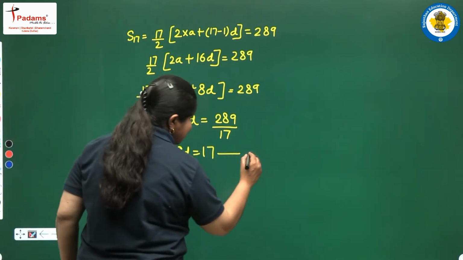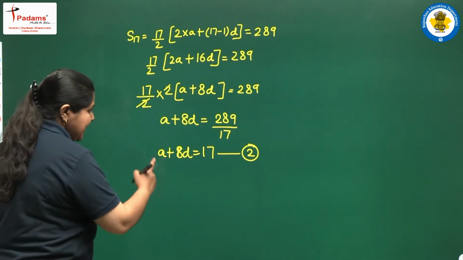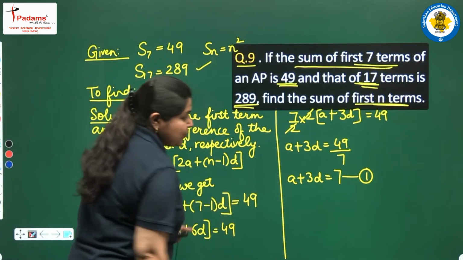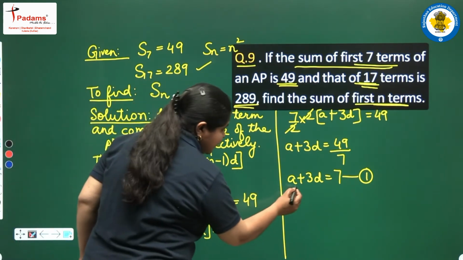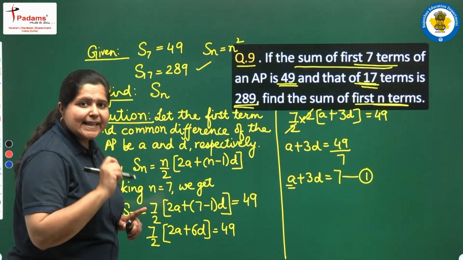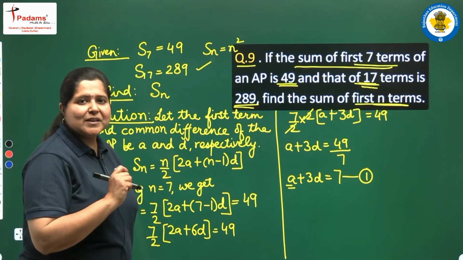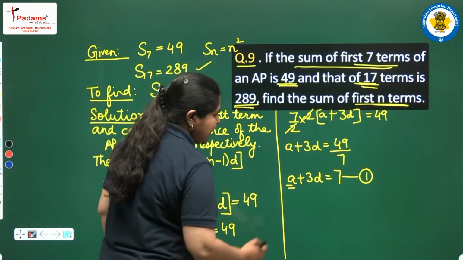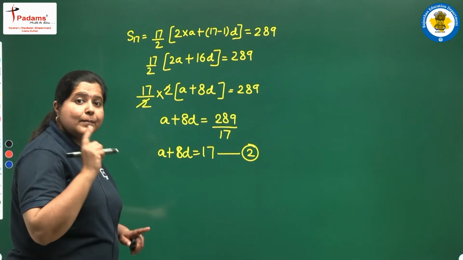So this is the second equation. Now we have got both the equations. This is a plus 8d equal to 17 and here we have a plus 3d equal to 7. In both these equations we have a with coefficient 1. Since the coefficient is 1 in both cases, we can easily subtract these two equations and solve using the elimination method. You will see the numbers in equation 1 are smaller and in equation 2 are bigger, so we should subtract equation 1 from equation 2.